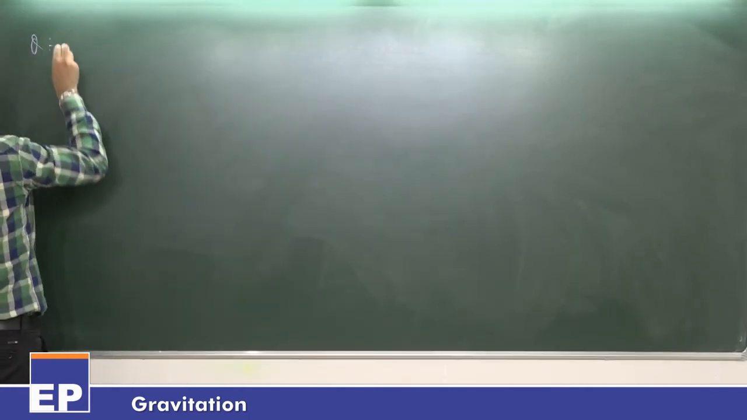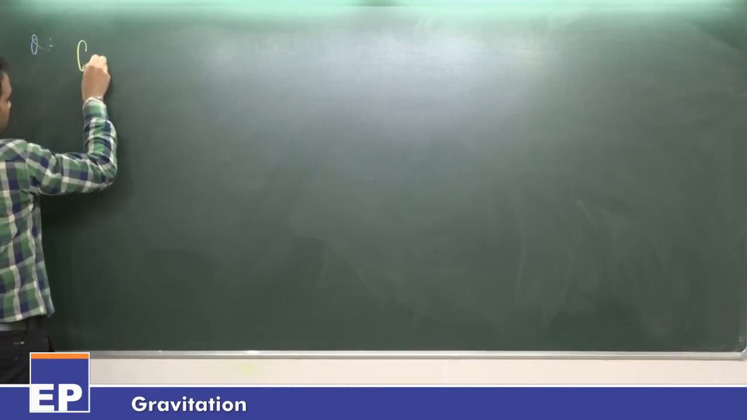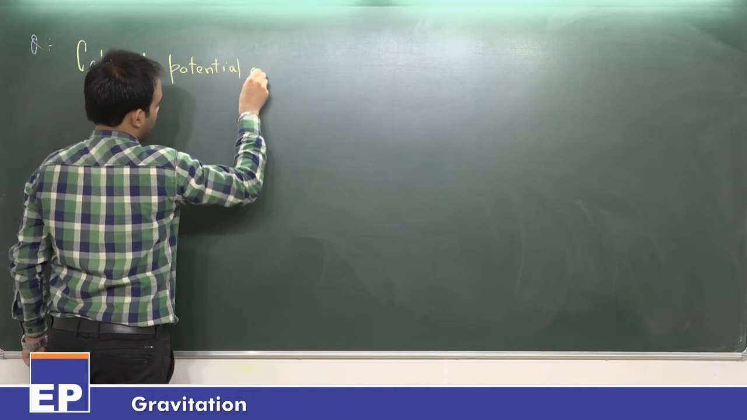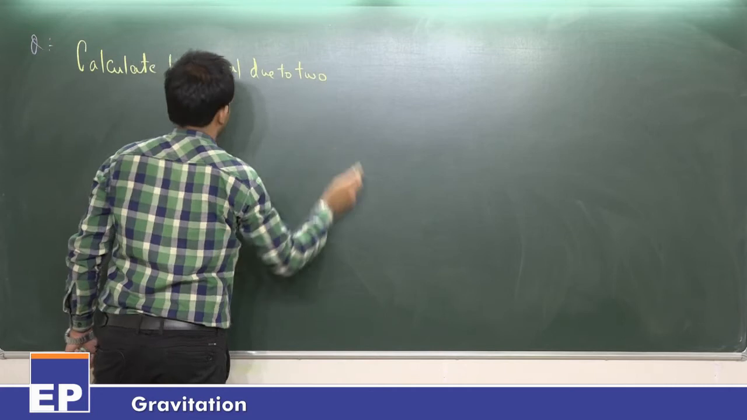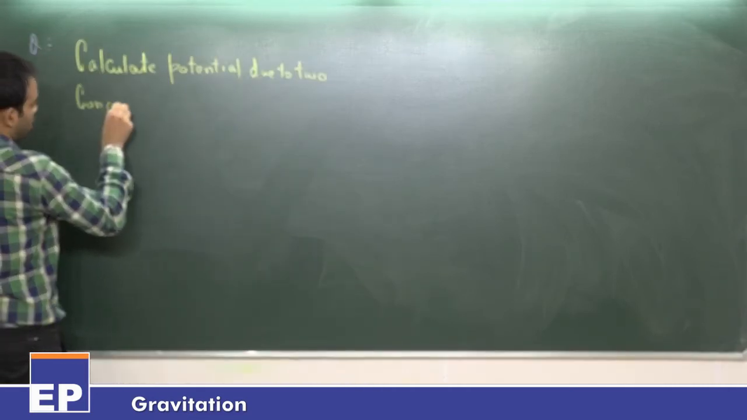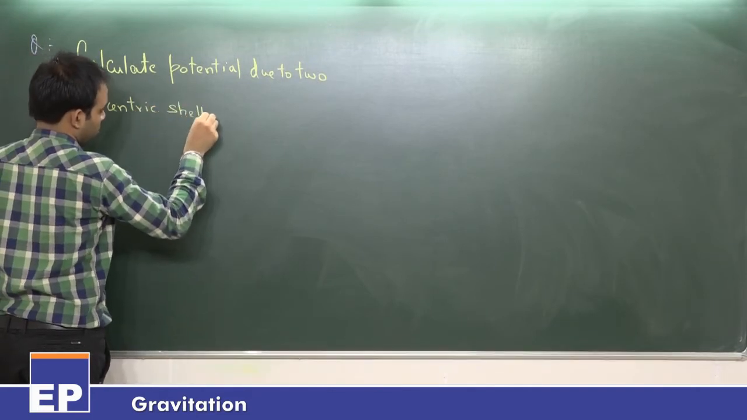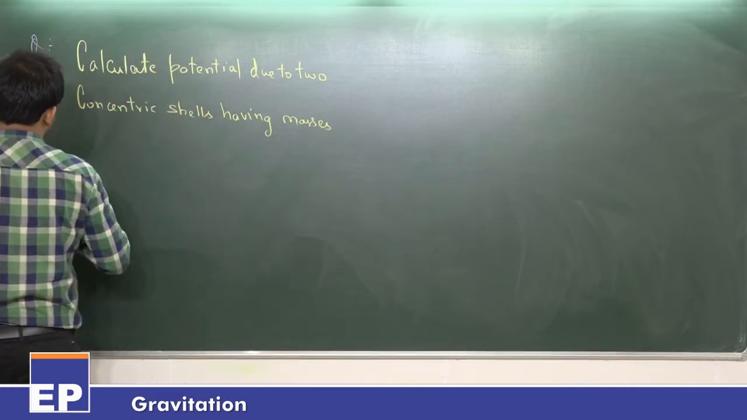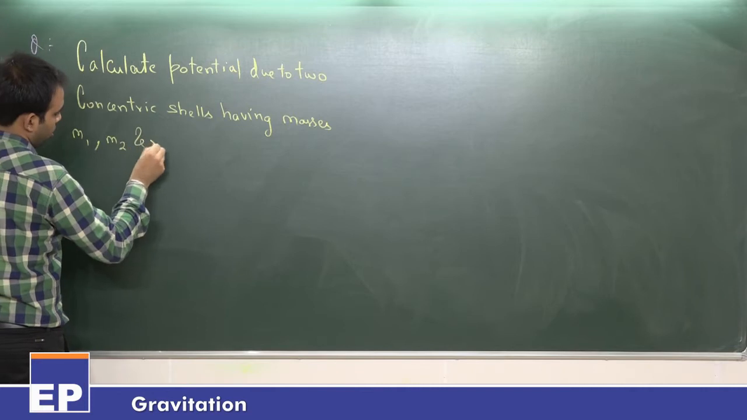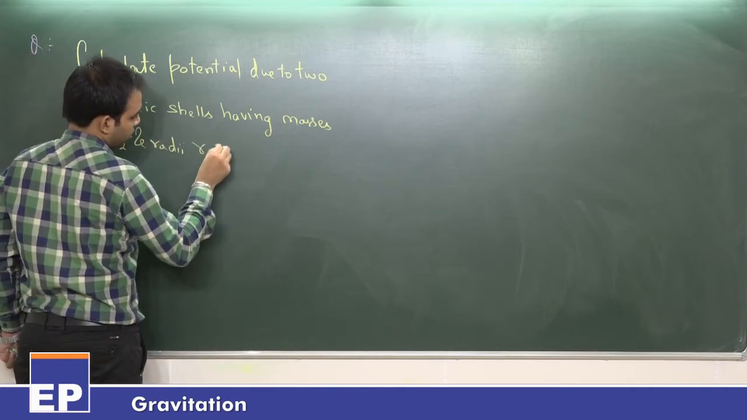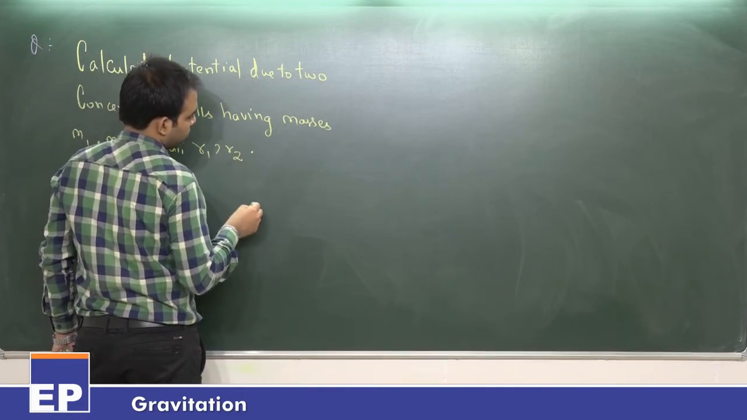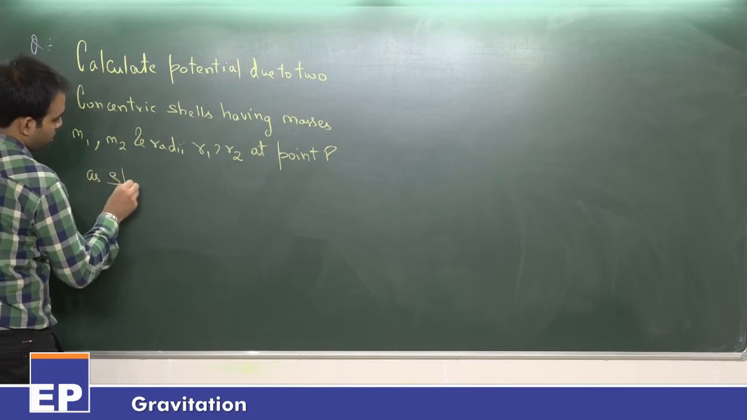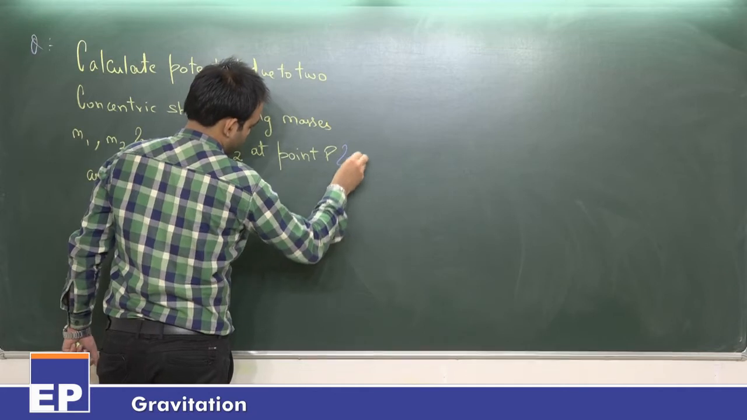Yes, write down the question. Calculate potential due to two concentric shells having masses m1, m2 and radii r1, r2 at point P and Q as shown in figure.